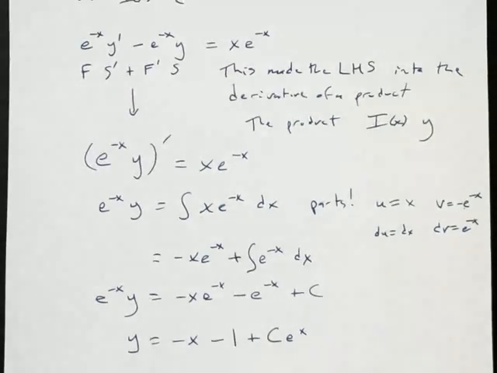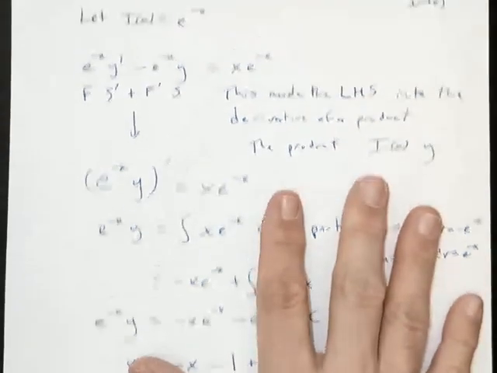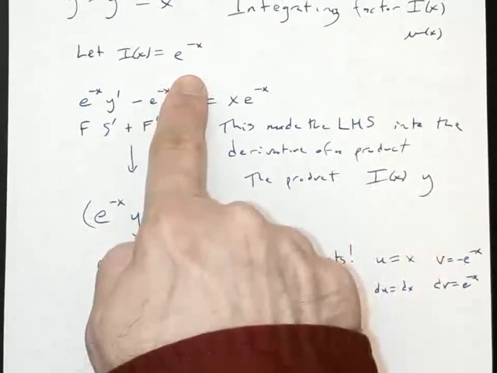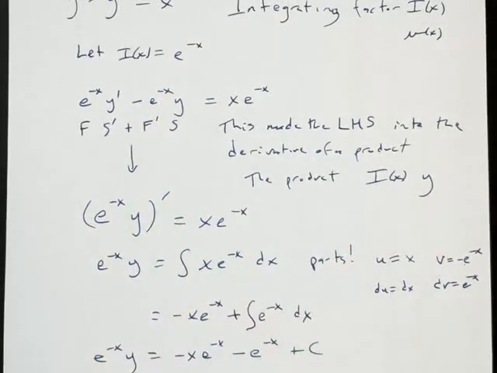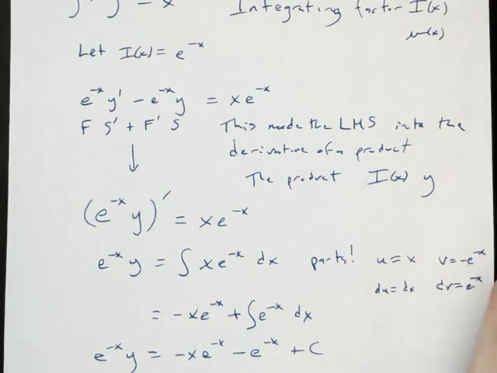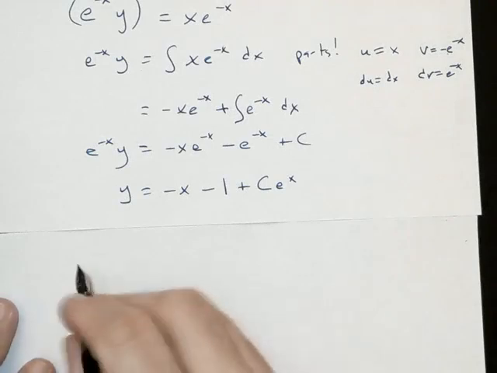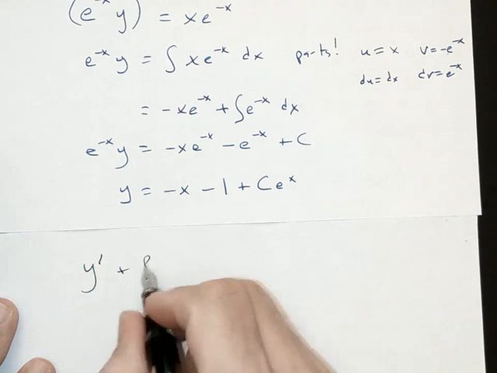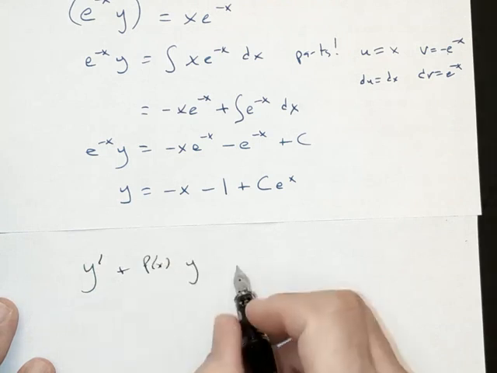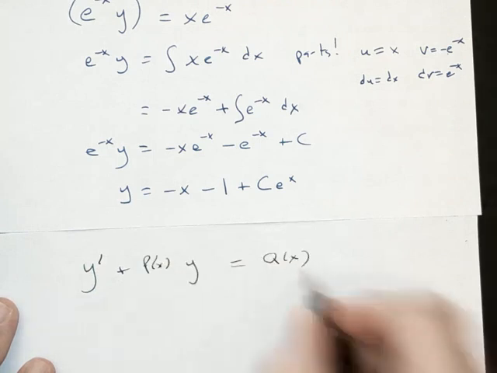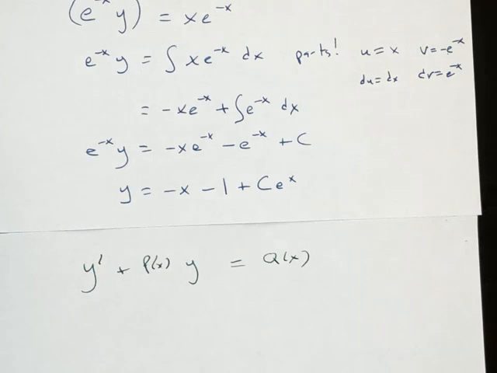Because this process always works, provided I can find that. Yes, what would you choose? I was hoping you'd ask that question. Let me go back to the general version, right? y prime plus p of x times y equals q of x.